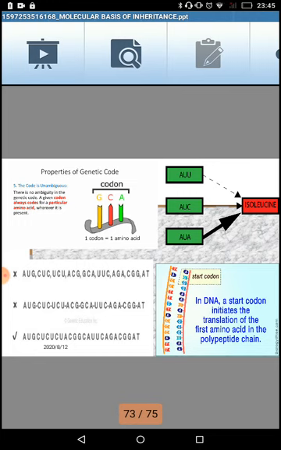AUG, CUC, CUC. That means three parts will be read. A triplet will be read. So one triplet will be coding one amino acid, another triplet will be coding another amino acid, and a third triplet will be coding another amino acid. So this will be in continuation.